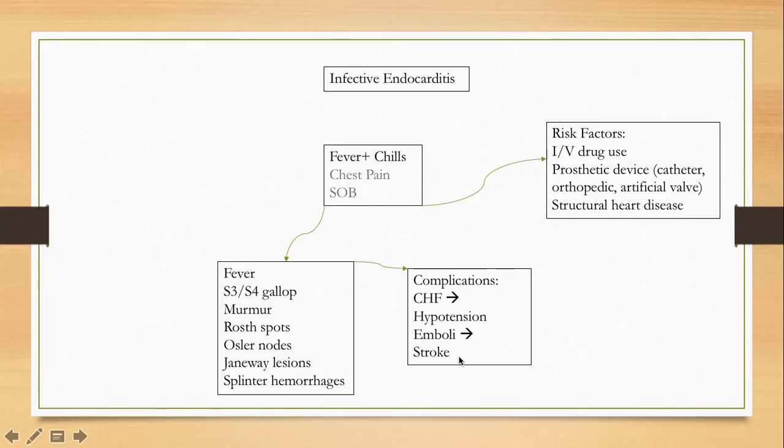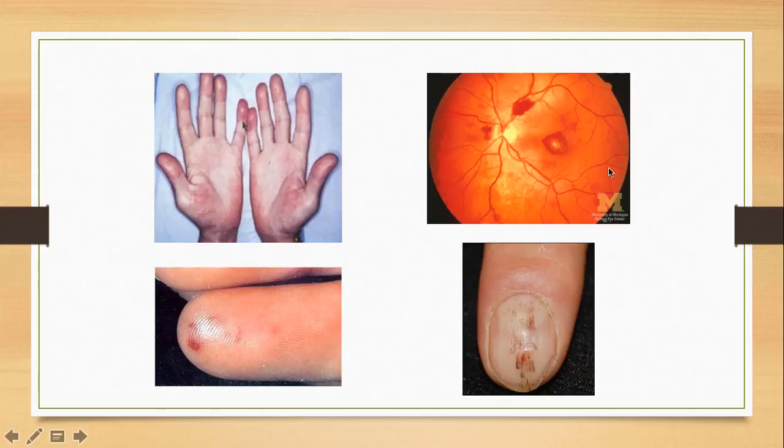And then of course, where does the clot go? Blood clot from the heart will go straight to the brain, not to the lungs, so they can get stroke. These are the slides showing all those physical exam findings that I just talked about.